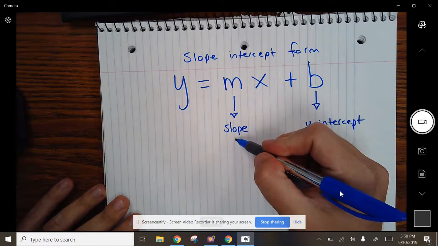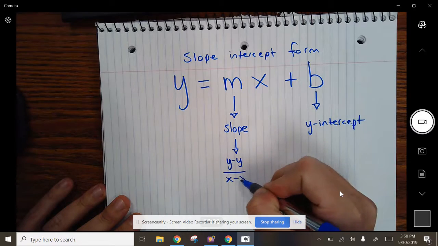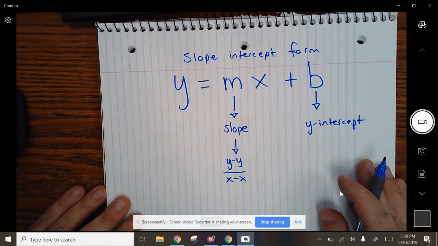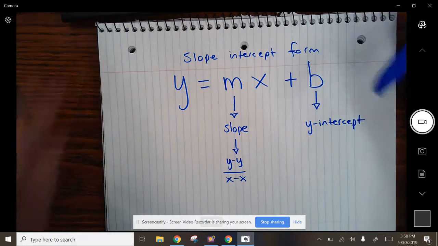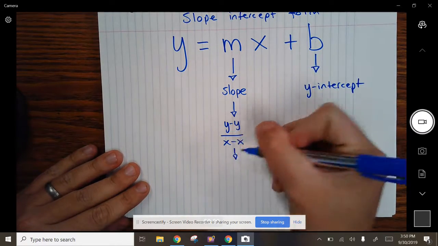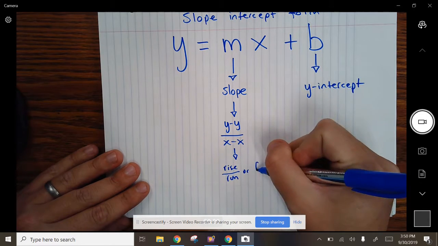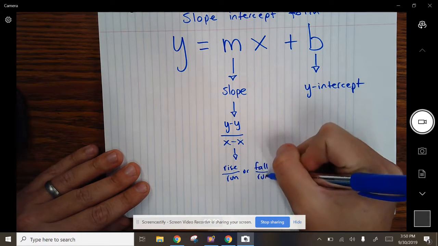So the slope, how do we find the slope? It's y minus y over x minus x, right? Other ways to represent the slope, it is also rise over run or fall over run.